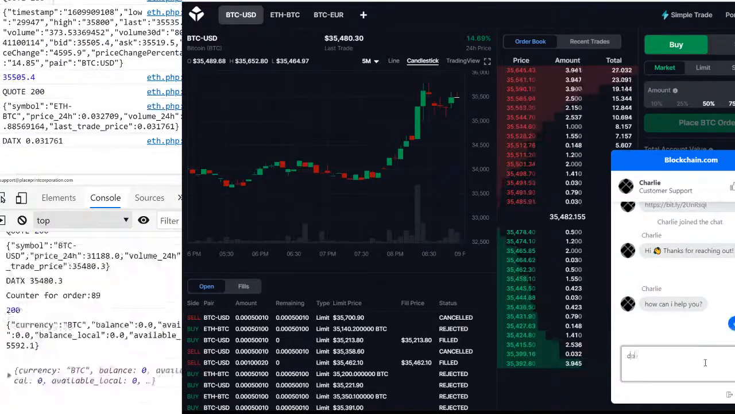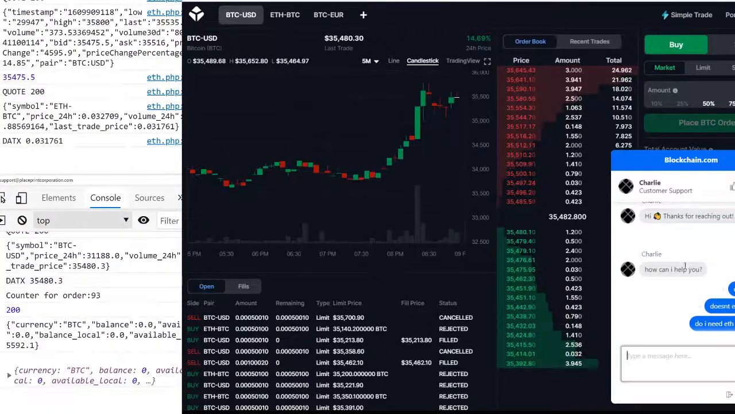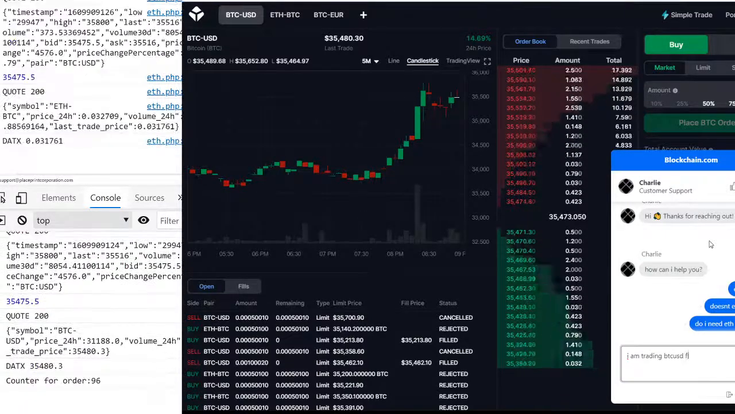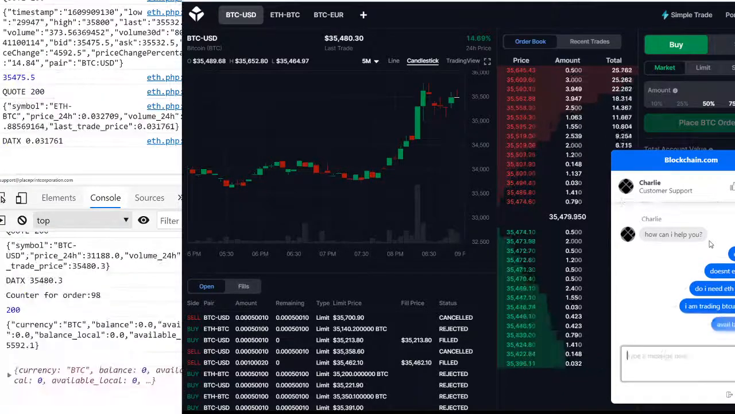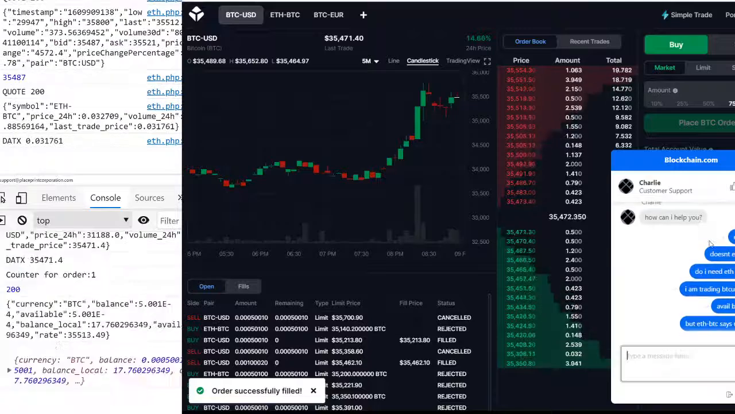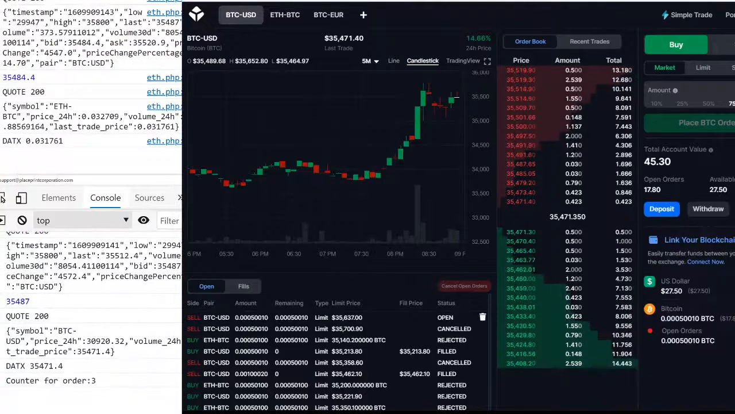BTC doesn't execute. Why do I need ETH in the account? Okay, I am trading BTC-USD fine, available balance fine, but ETH-BTC says no BTC. I'm just trying to give him a brief summary so I can focus on this.